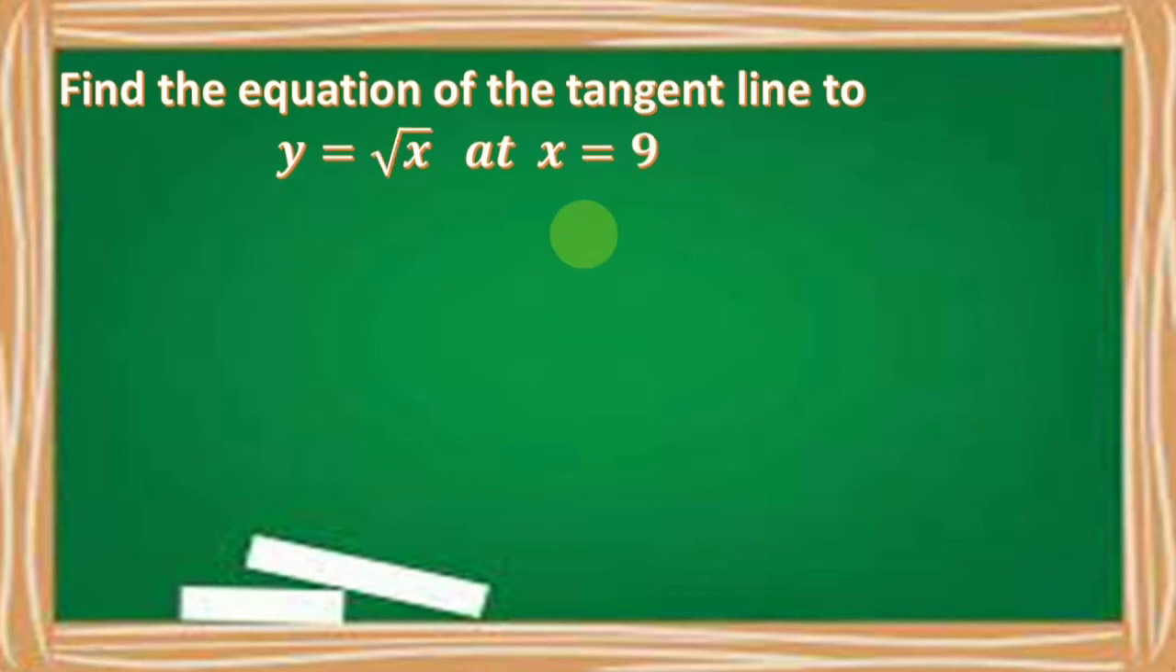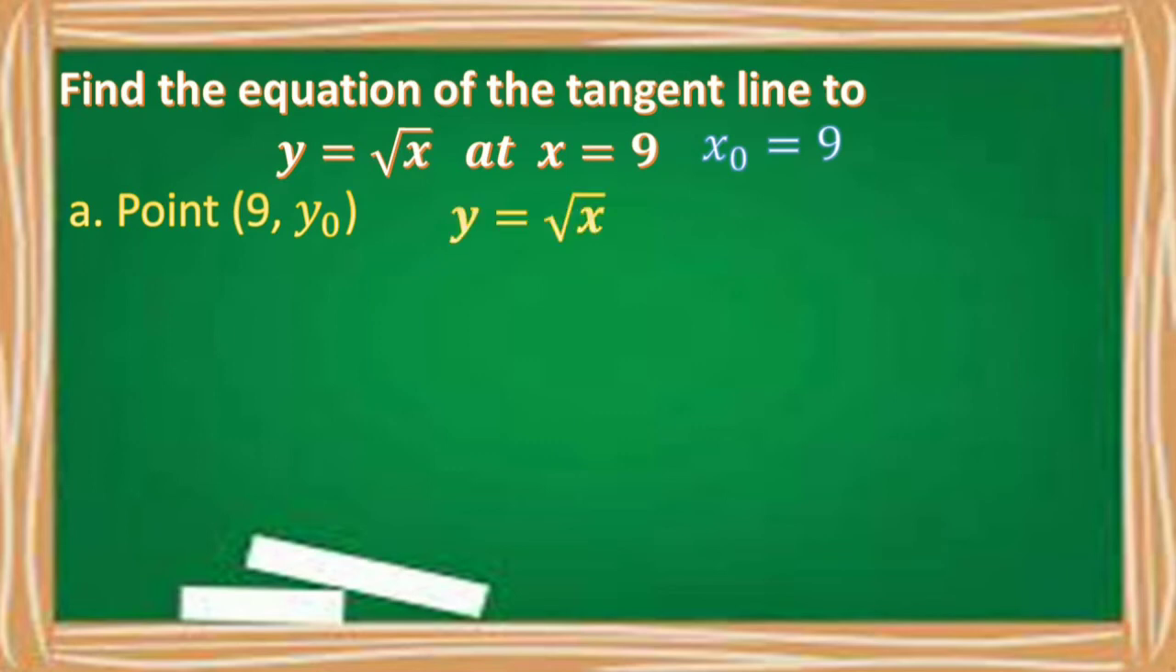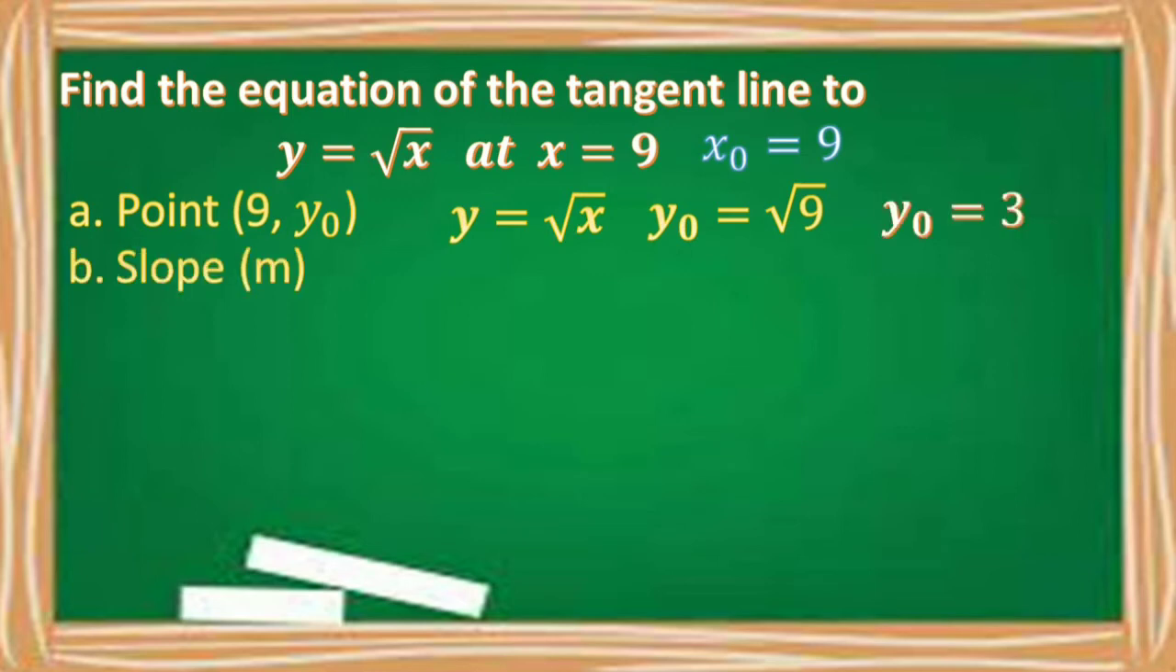Next, let us find the equation of the tangent line to y is equal to the square root of x at x equals 9, meaning x sub 0 is equal to 9. In our point, x sub 0 is given, and we need to find the value of y sub 0 using the equation y is equal to the square root of x. Replacing x by 9, we have y sub 0 is equal to the square root of 9, and the square root of 9 is equal to 3. Therefore, y sub 0 is equal to 3 and x sub 0 is equal to 9.